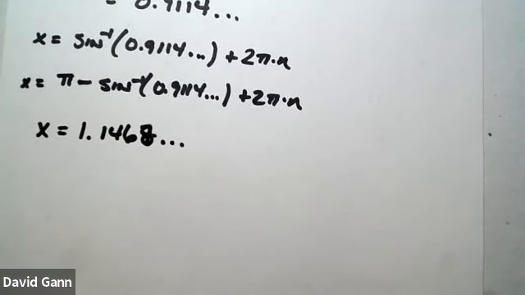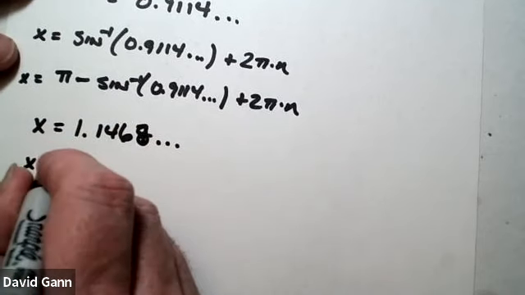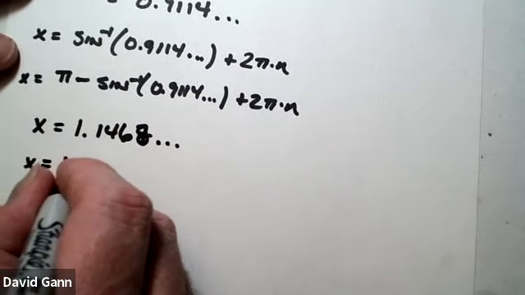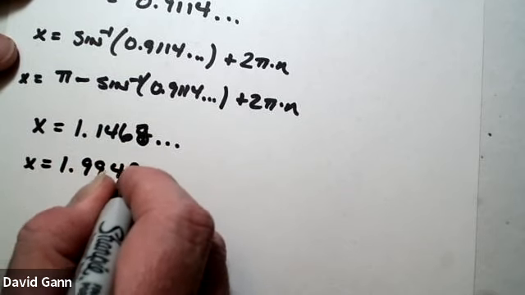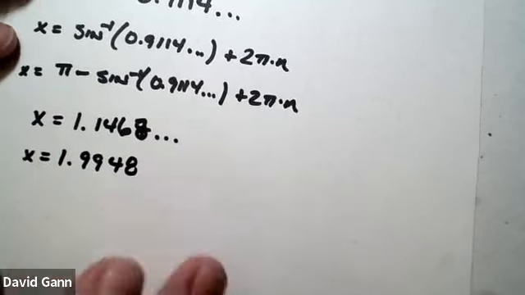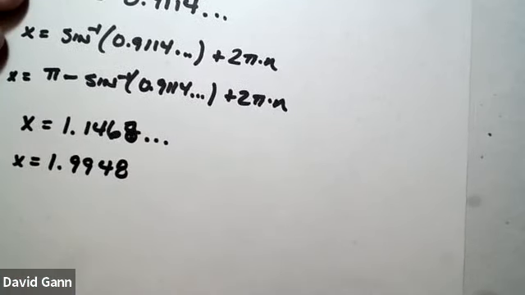Alternatively, if I plug in for this one, that'll become negative, and then I'm going to add pi to it. I end up with the alternate root, 1.9948, and there is some other stuff after there. But remember, I have to check these, so I'll need something to plug in.